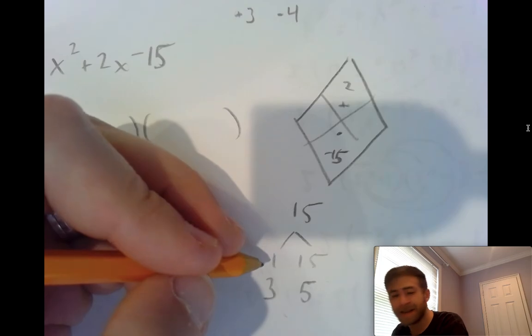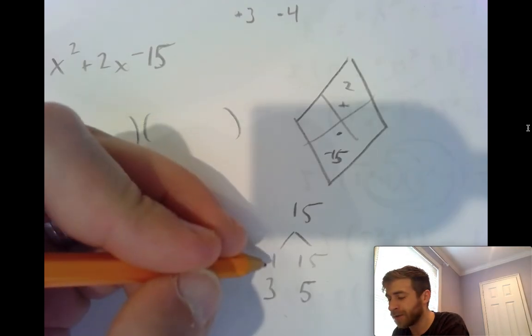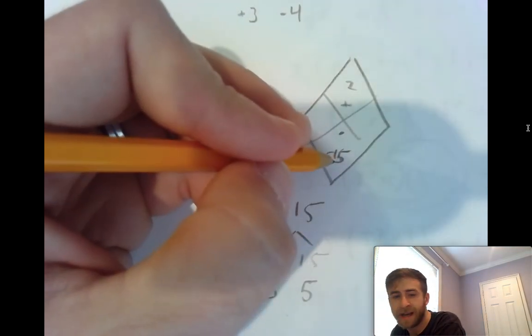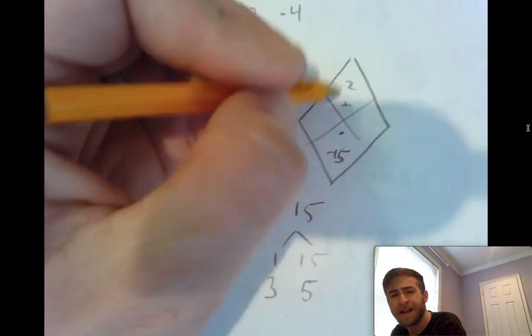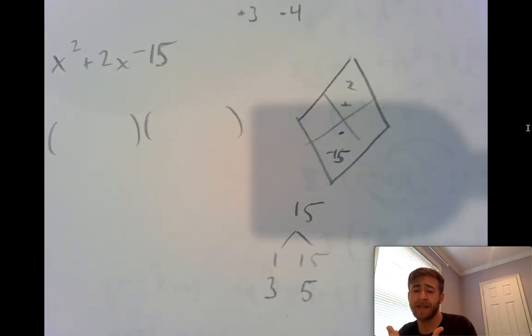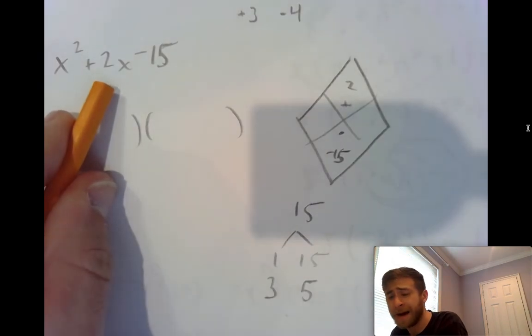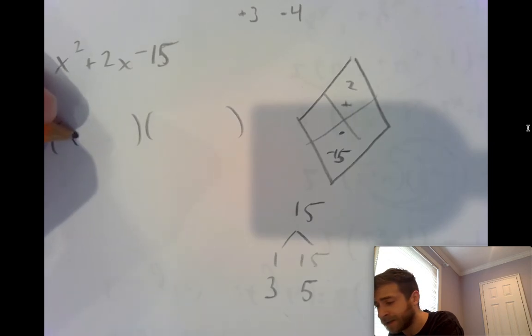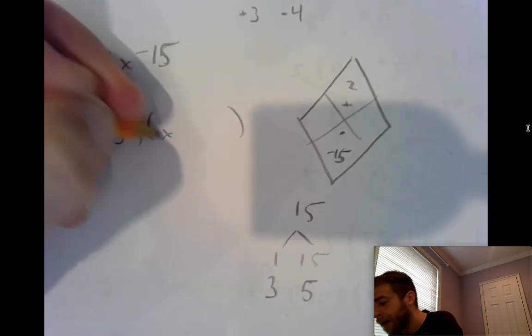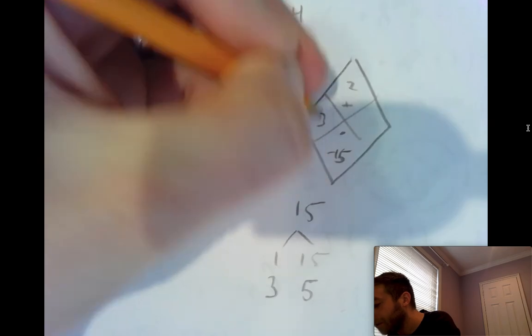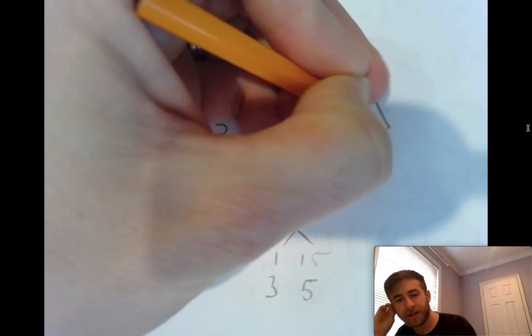1 and 15, yeah, they'll multiply up to 15. And if I do negative 1 and positive 15, yeah, it'll make negative 15. But there's no way those two are ever going to add up together to make a 2. So it's got to be the 3 and the 5. Now, I want it to be a positive 2, so I know it's going to be x with a 3 and x with a 5.